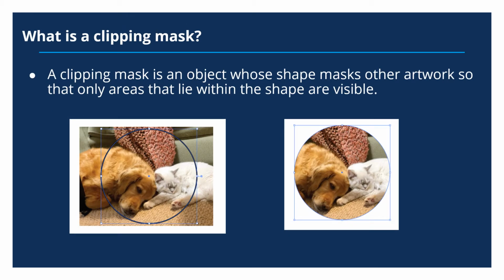What is a clipping mask? A clipping mask is an object whose shape masks other artwork so that only areas that lie within the shape are visible. So for example, in these two images, the object on top is this circle, and when we apply the clipping mask, it cuts out everything outside of the circle and only includes what is inside.